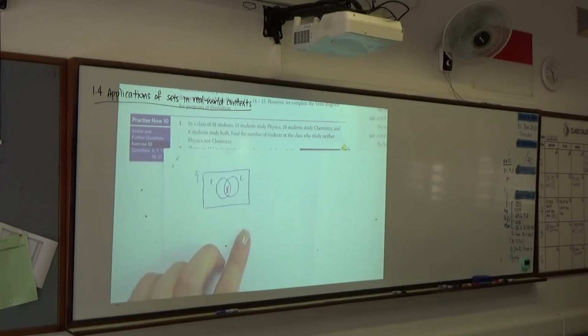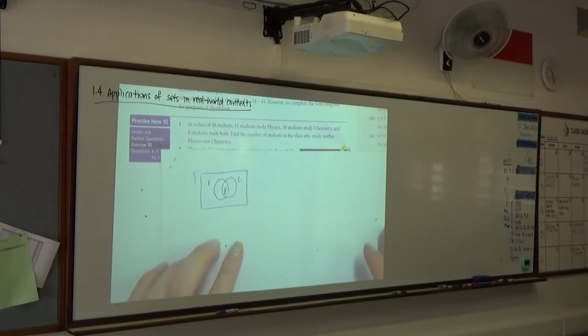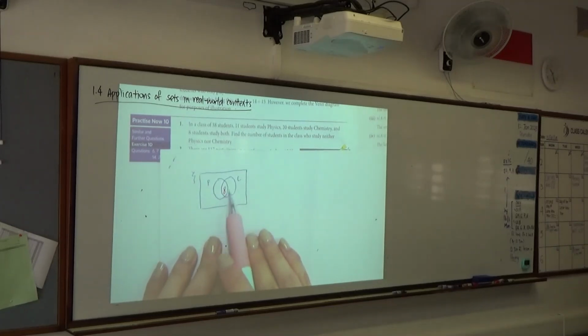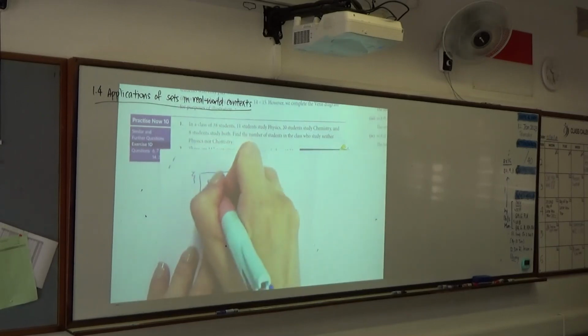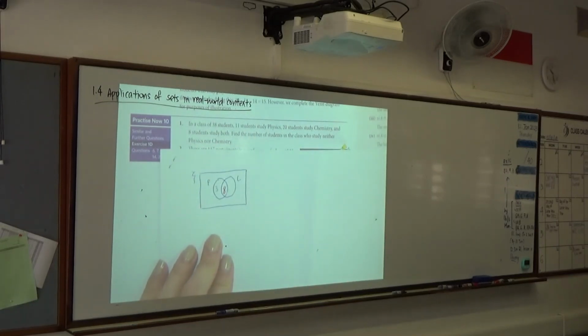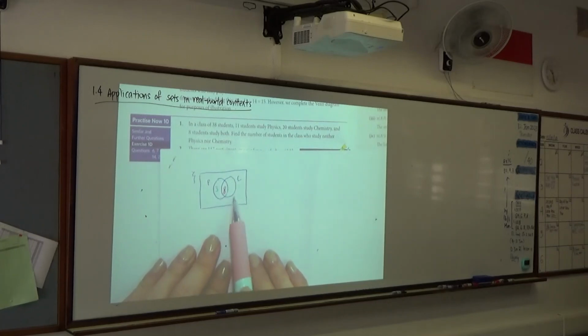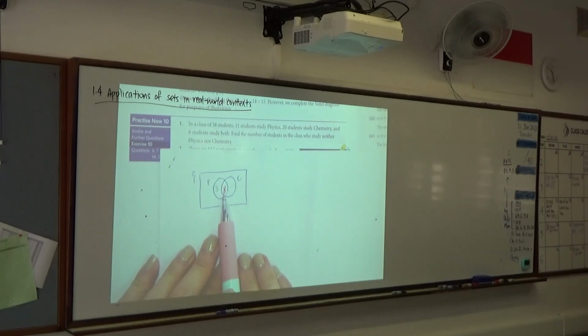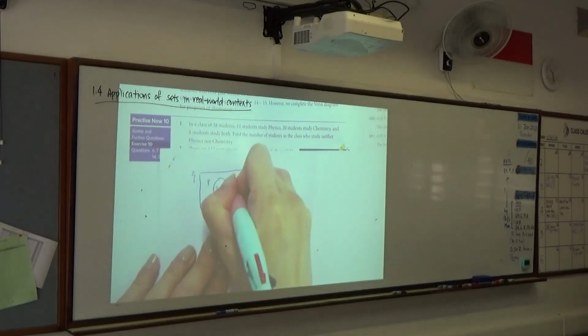Are you able to see? Okay. Then 11 students study physics. So the total for this circle representing physics will have to be 11. We must minus away the 8, such that we get 3. So therefore, there are only 3 students that study physics only and don't study chemistry. We do the same thing for those studying chemistry. 20 students study chemistry, 8 of them study both, so the remaining will be 12 students.